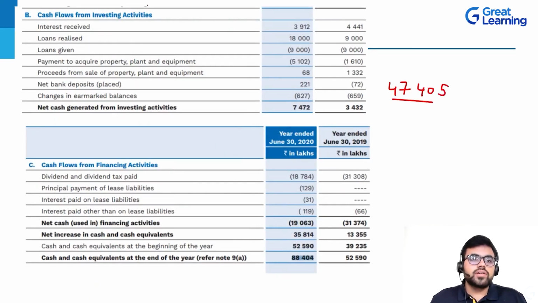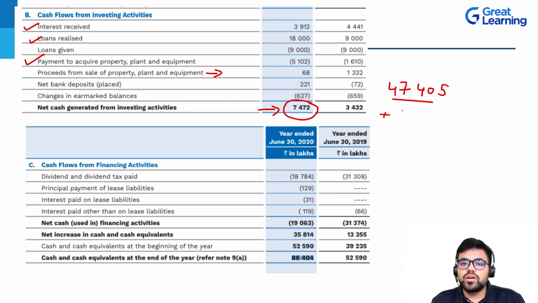Now the second part is the cash flow from investing activities. I already mentioned what it is. It is the loans that are released, the interest received, the payment for acquisition of land and property, and the sale of any equipment if there is any. These things are also added or subtracted as they apply. The total net cash from investing is 7,472.